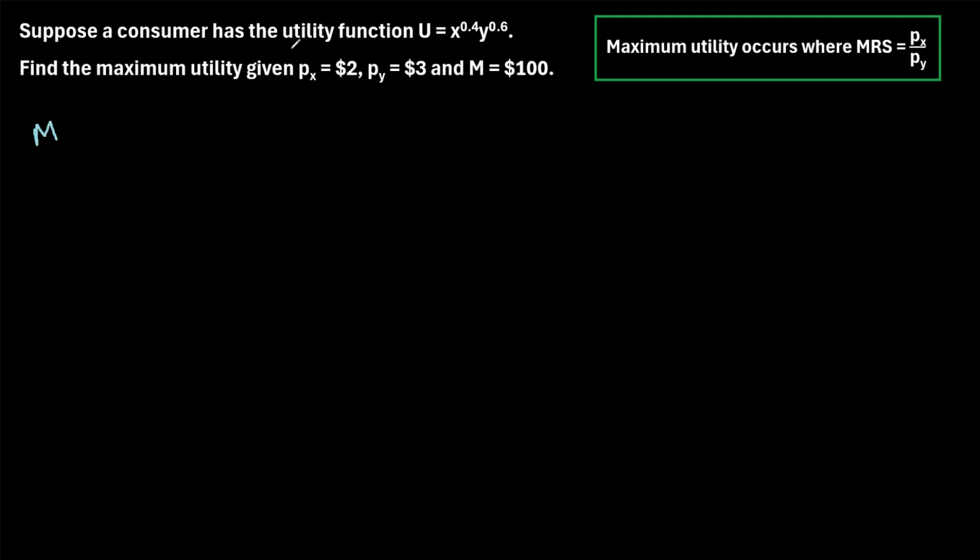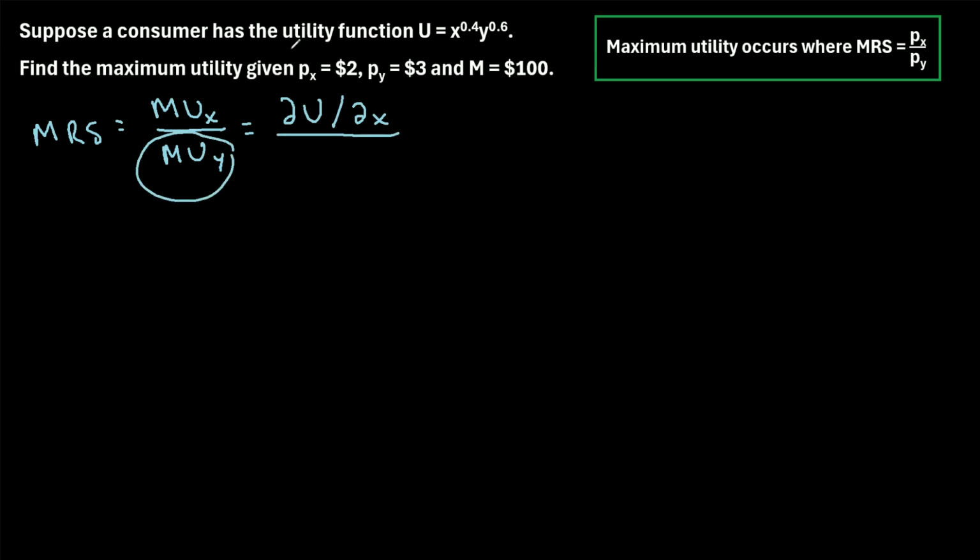Now, the formula for the marginal rate of substitution is simply equal to the marginal utility of good x divided by the marginal utility of good y. And specifically, the marginal utility of good x is equal to the derivative of the utility function with respect to good x. And similarly, the marginal utility of good y is just the derivative of the utility function with respect to good y. So let's go ahead and start solving some of these values.